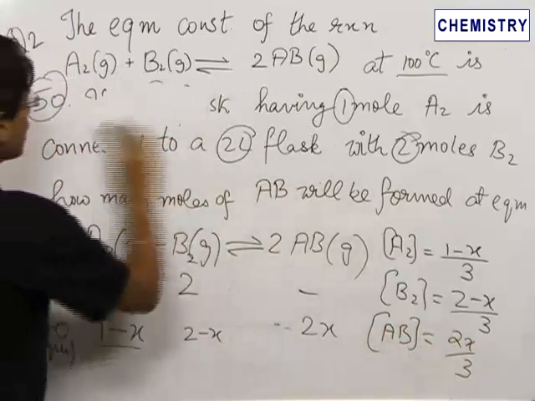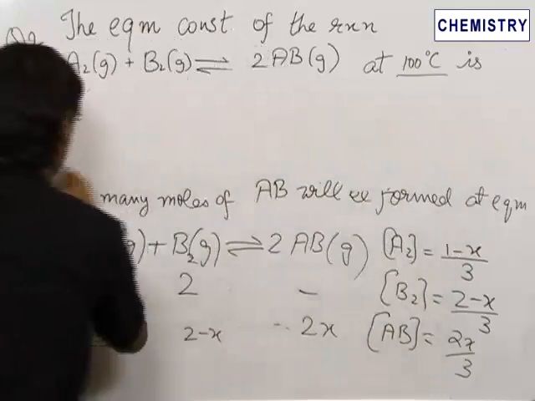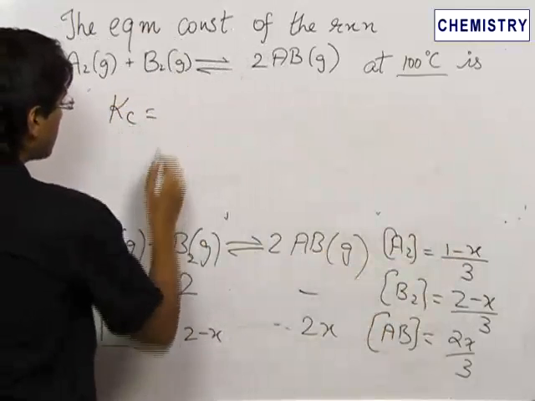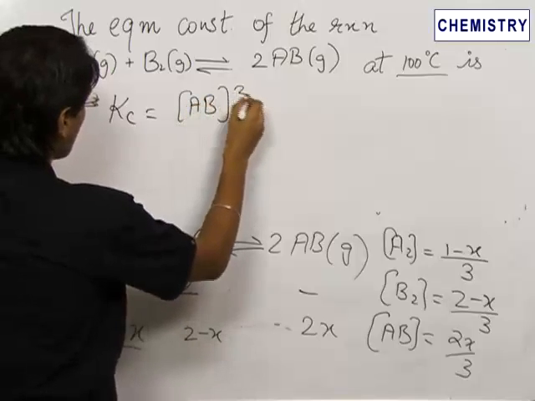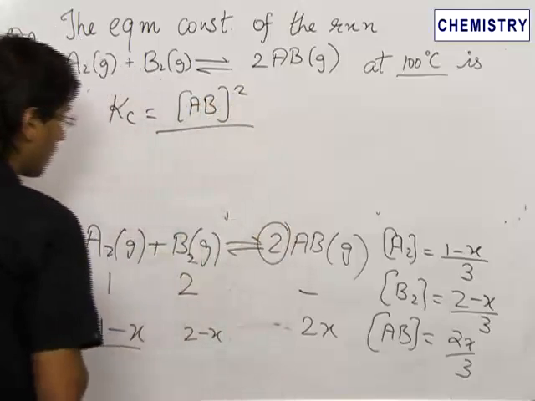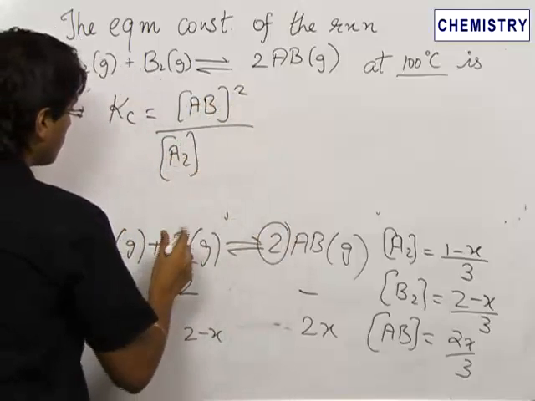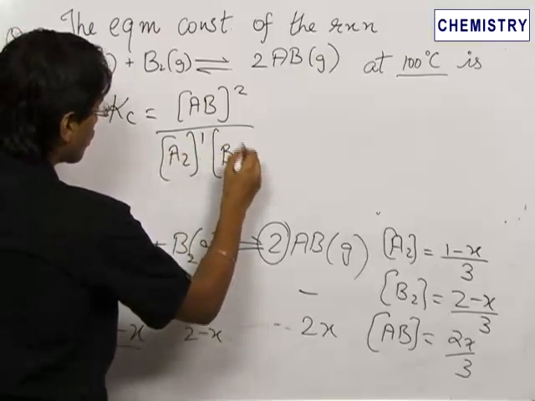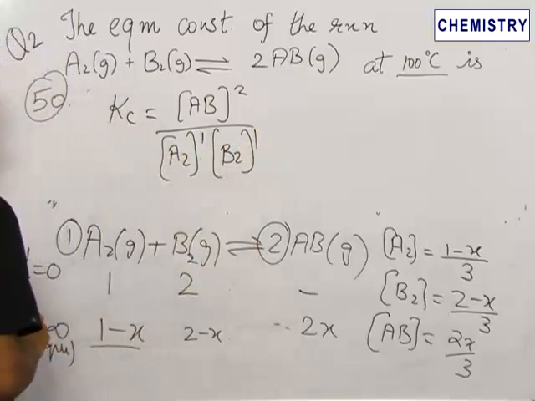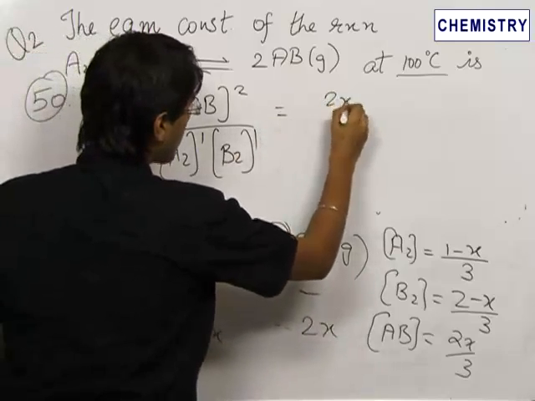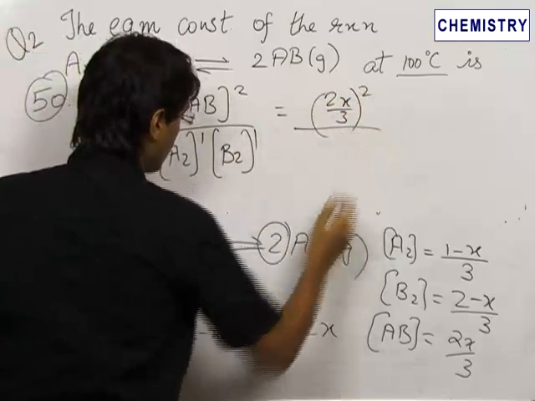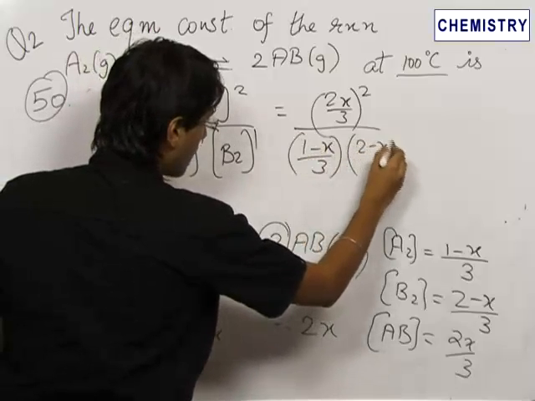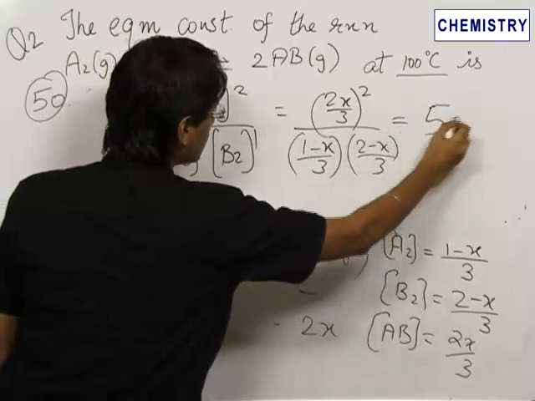And we are given that the equilibrium constant for this reaction is equal to 50. The equilibrium constant Kc can be written as equilibrium concentration of AB whole square, since there is a stoichiometric coefficient of 2 over here, divided by equilibrium concentration of A2 to the power of its stoichiometric coefficient, which is 1 over here, and equilibrium concentration of B2 raised to the power 1. This is equal to (2x by 3) whole square divided by (1 minus x upon 3) times (2 minus x upon 3), and this is given equal to 50.